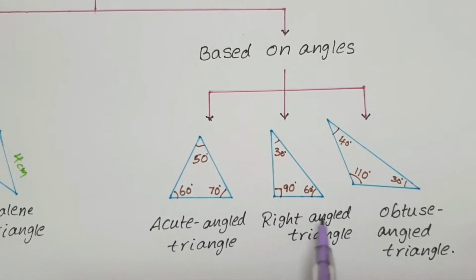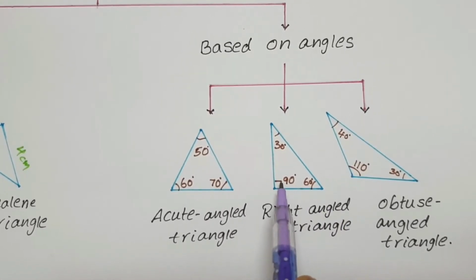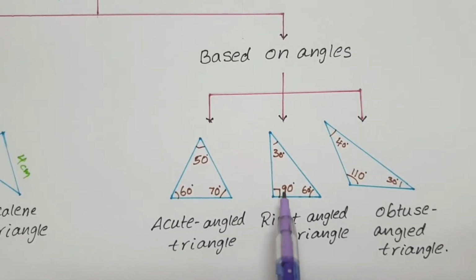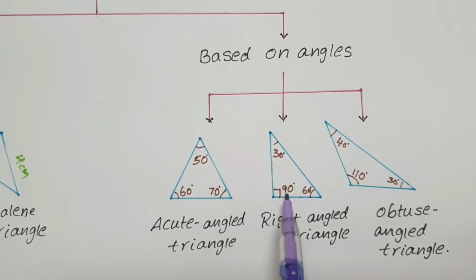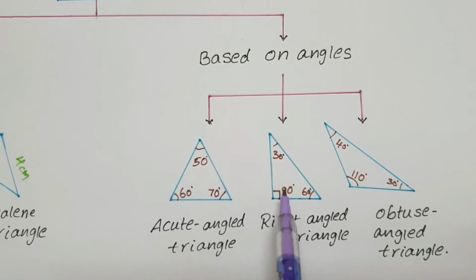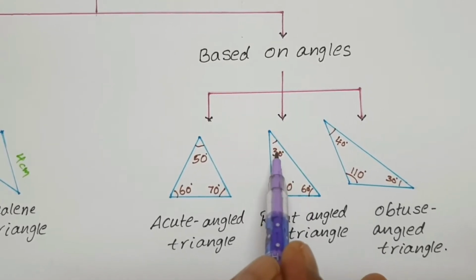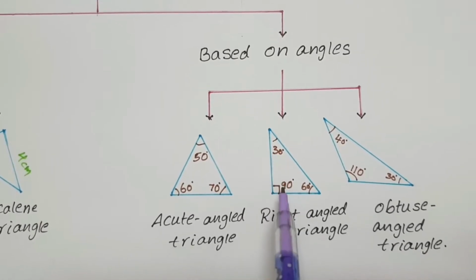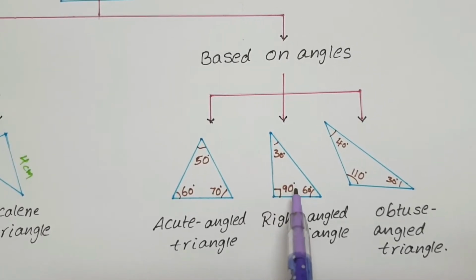Next one, right angle triangle. One of the angles is 90 degrees. One of the angles is a right angle. Right angle means 90 degrees. Here 90 degrees, this is called a right angle triangle. Here 60 degrees, 30 degrees. We know that 30, 90, 60. 30 plus 90 plus 60, we get 180.